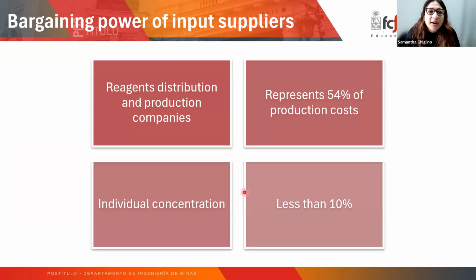In the case of bargaining power of input suppliers, reagents is the number one supply, and it represents almost more than 50% of the total production cost. There is concentration in this case in Chile, and we don't think that we have a huge amount of bargaining power with suppliers. So this is a medium threat in the short and the long run.